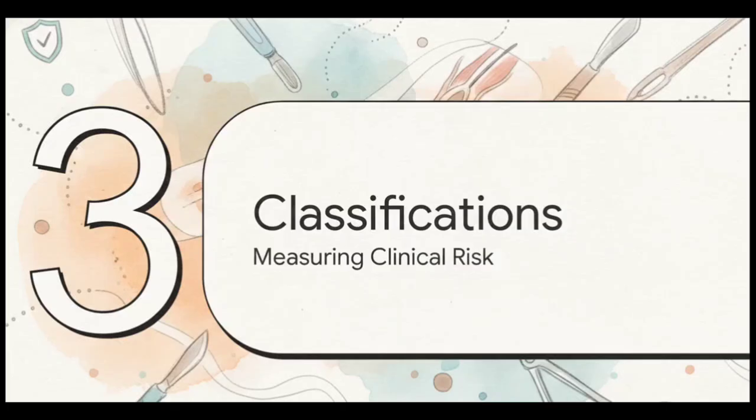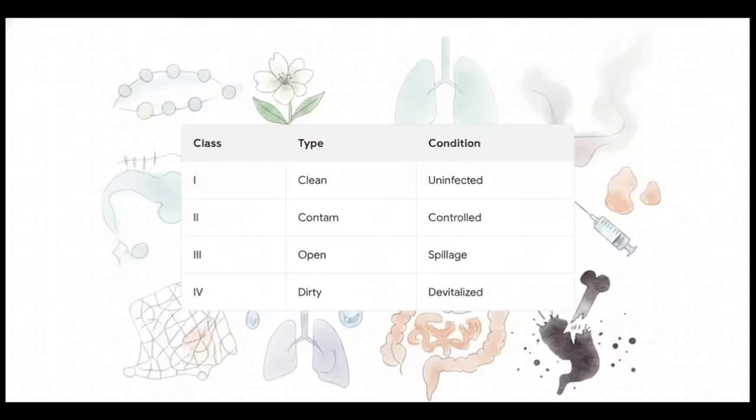Which brings us to Section 3, Objective Classification Systems. To make these crucial closure decisions, surgeons aren't just guessing out there. They rely on strict objective scoring systems to measure clinical risk. So, let's walk through the CDC Surgical Wound Classification System, which measures contamination risk as it escalates row by row.